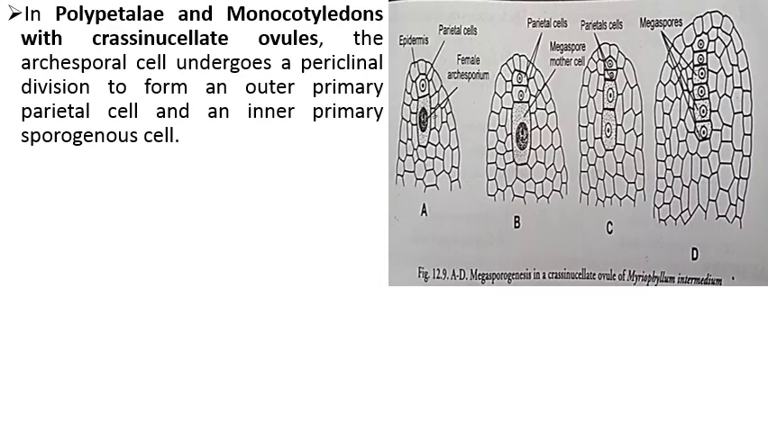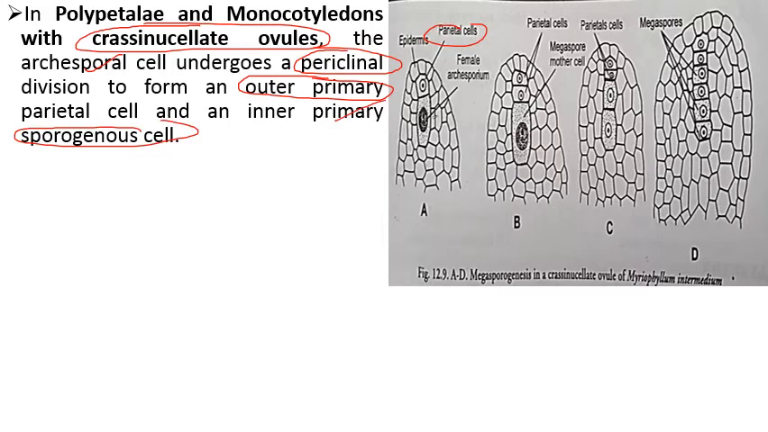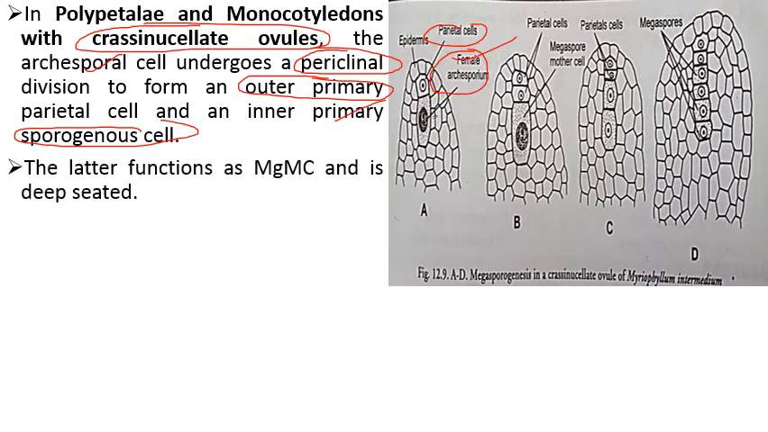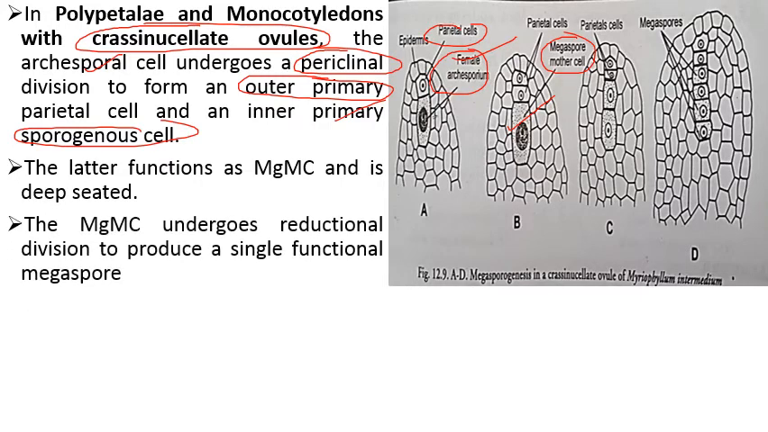Next, in polypetalous and monocotyledons with crassinucellate ovules, the archisporial cell undergoes periclinal division. ये directly behave नहीं करता है megaspore mother cell. It will undergo periclinal division to form outer primary parietal cell, जो बनाता है बाहर का primary parietal cell and the inner sporogenous cell, which is the inner primary sporogenous cell, which acts as a female archisporium. Later this will function as megaspore mother cell. Then this will undergo the reductional division, meiotic division, to produce megaspores. 4 megaspores बनेंगे. Out of these 4 megaspores, one will survive. One will act as a functional megaspore.